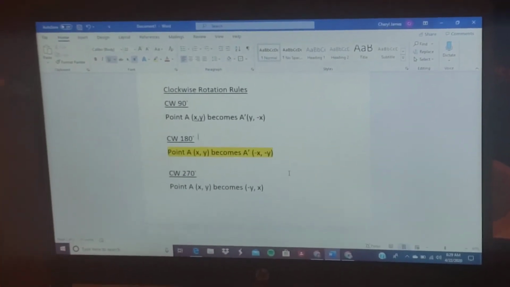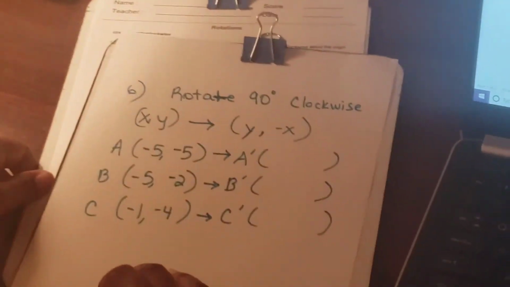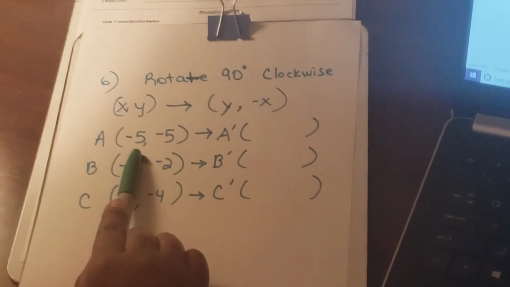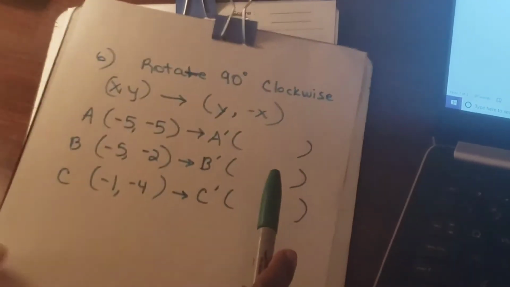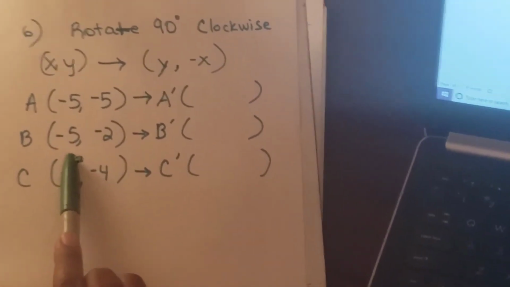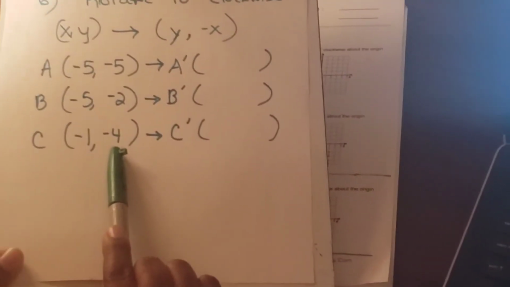All right, so let's go to our points, A, B, and C. I have written them out for us. Point A is located at -5, -5. I'm going to show you. If you move over 5 and down 5, you'll be at A. Point B is located at -5, -2. If you move over 5 and down 2, you're at B. Point C is at -1, -4. If you move over 1 to the left and down 4, you're at -1, -4, point C.